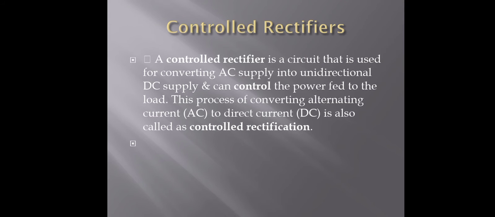Next is the controlled rectifier. The controlled rectifier is a circuit used for converting AC supply into unidirectional DC supply, and it can control the power fed to the load. This process of converting alternating current to direct current is called controlled rectification. In short, the controlled rectifier converts AC into DC.